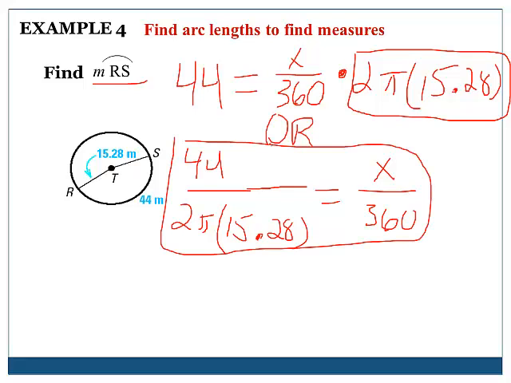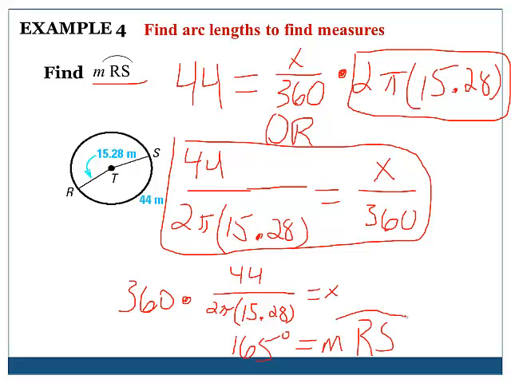Now that we have both of these set up, I'm going to use the bottom to solve this. And the way I would do this, I would multiply by 360 on each side. So if I multiply by 360 times 44 over 2 pi times 15.28, set that equal to X, which is the measure of our RS. And simplifying that all out, we should get 165 degrees is equal to our measure RS. And that will complete the video.